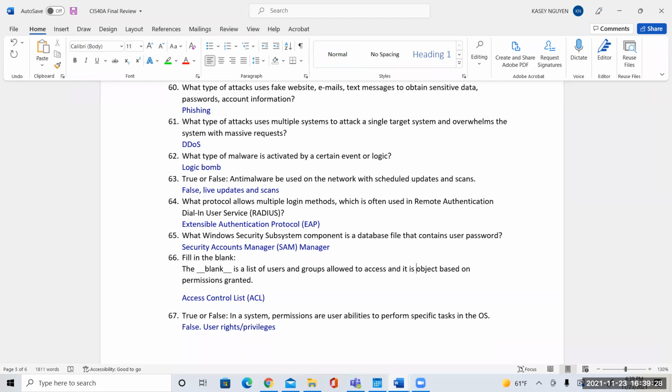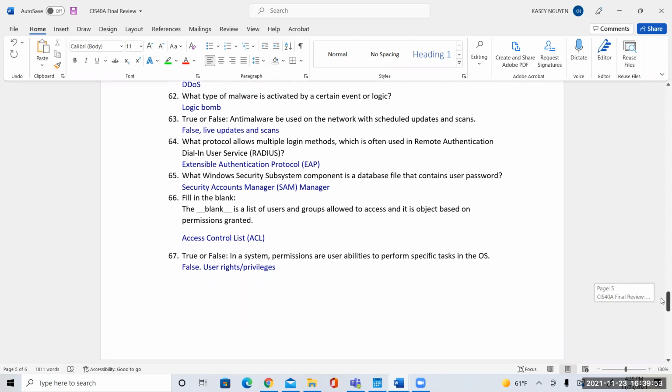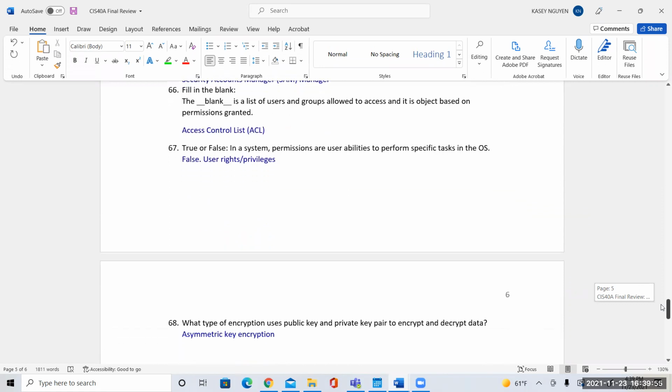Okay, 67, true or false. In a system, permissions are users' abilities to perform tasks in the OS. False. That's user rights or privileges. So in Windows, they refer to that as user rights, but in other systems, they refer to privileges. Okay, so make sure that we know the difference. Permissions are for files, folders, and other objects.